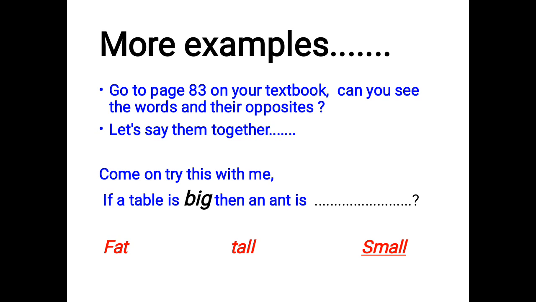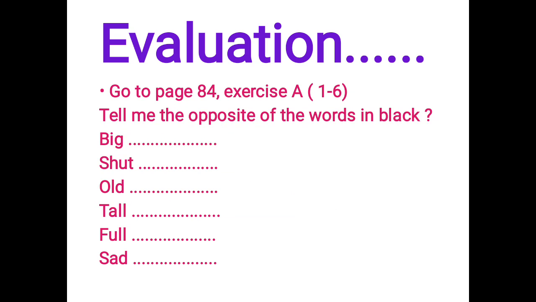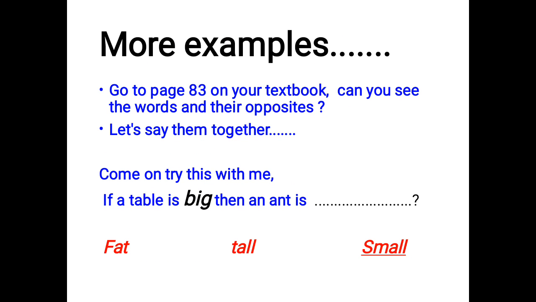Can you see it? I can also see an old man holding a walk stick. And I can see a young man. Can you see the old man and the young man? Yes, so the word is old and the opposite is young. So now tell me, if the man is not old, then he is young. Very good.